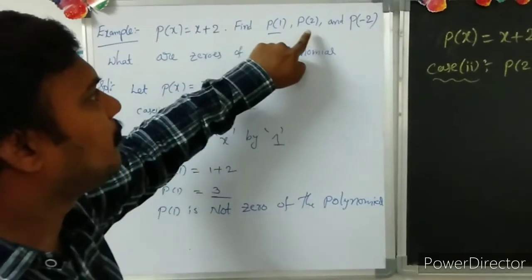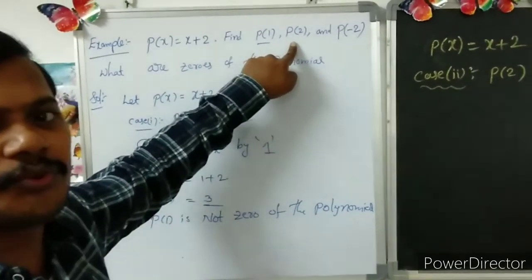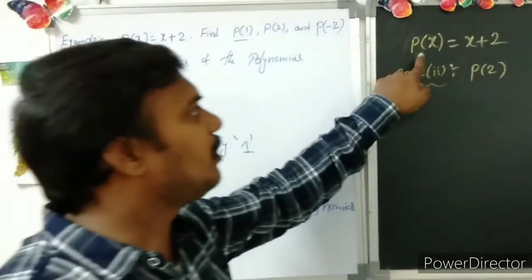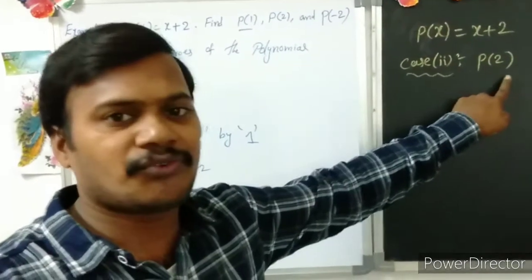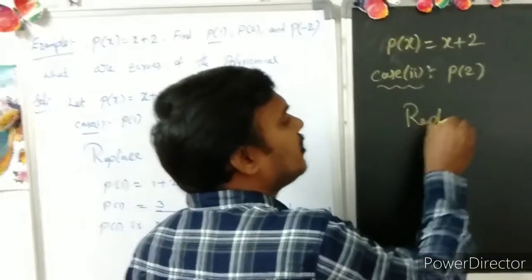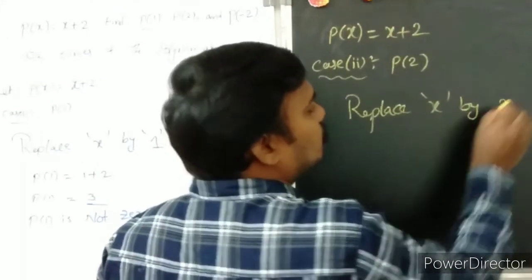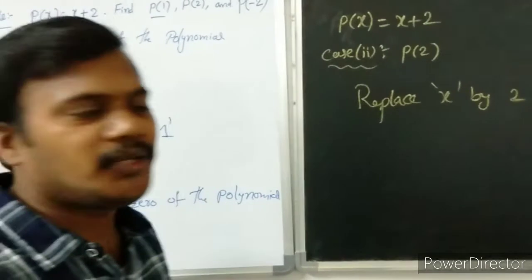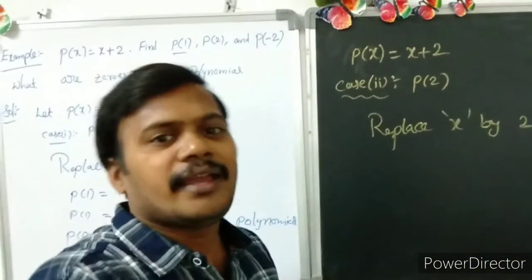We already replaced the value for p of 1. Now we are going to replace for p of 2. We have to find the value of p of 2. Let p of x equal to x plus 2, and in this case, p of 2. Then what we are going to do is replace x by 2. It means we have to substitute the value of 2 in the x place.